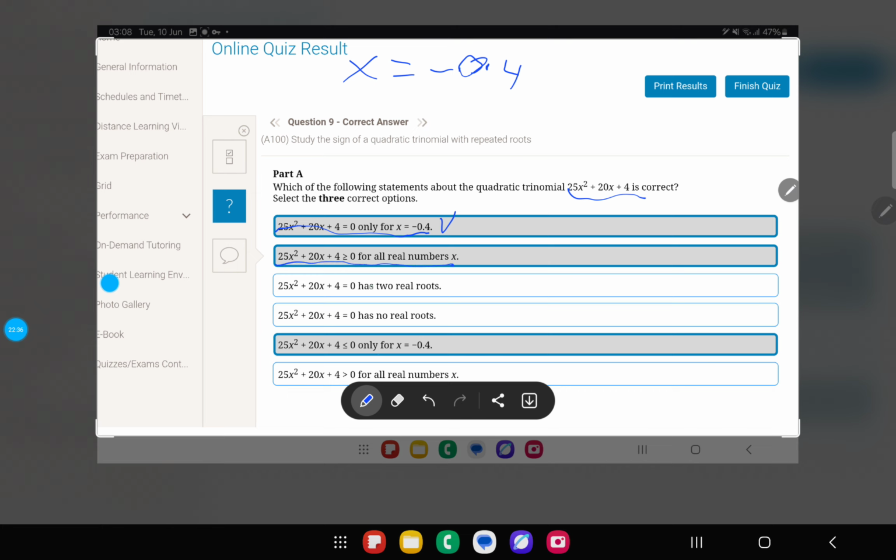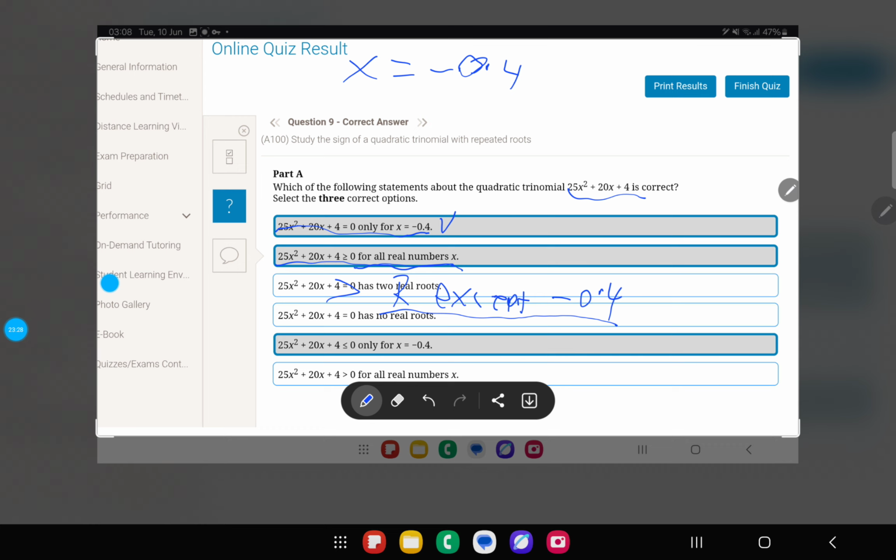Alright, now for the second one, it's saying greater than or equal to 0. Remember what I said in the earlier questions? When it's greater than or equal to, it includes the root, and since it's positive, it makes it for all real numbers x, right? But if it was only greater than without the equal, it would be for all real numbers except negative 0.4. And what I did wrong is I switched them up. I thought this applied to this and this applied to this. Just forget it. Like I said, it's all real numbers for greater than or equal to, because it includes the root and it's positive. But if it was without the equal sign, it would be all real numbers except negative 0.4, except the root.